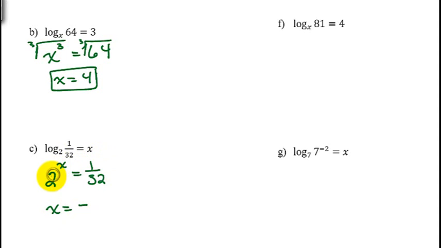And then you just need to figure out, well, what power would I raise the 2 to get the 32? And the answer there is 5. 2 to the 5th power is equal to 32, and the negative sign is what's going to make it become 1 over 32.